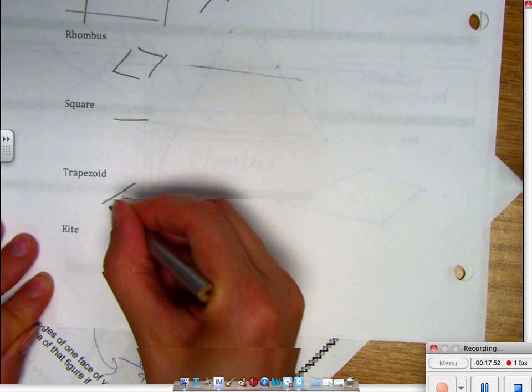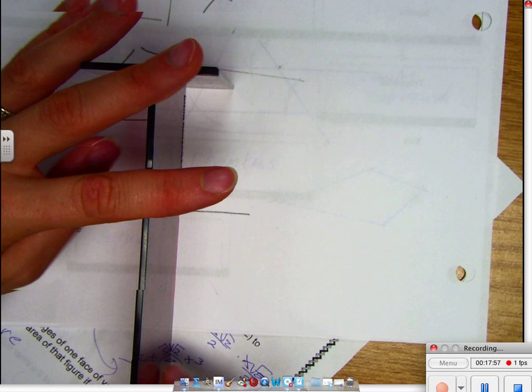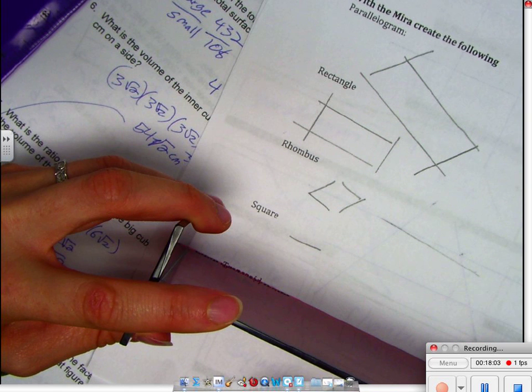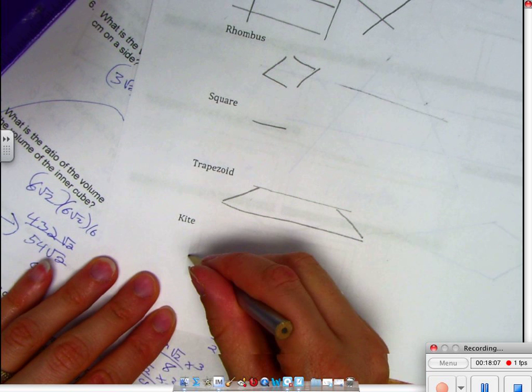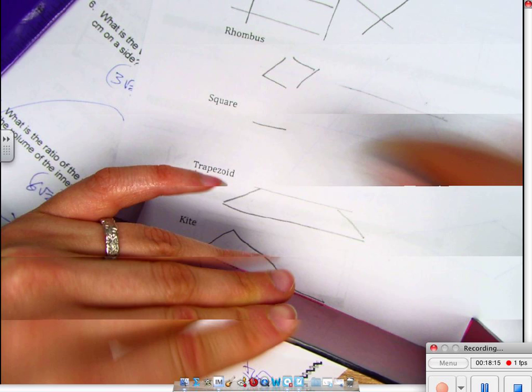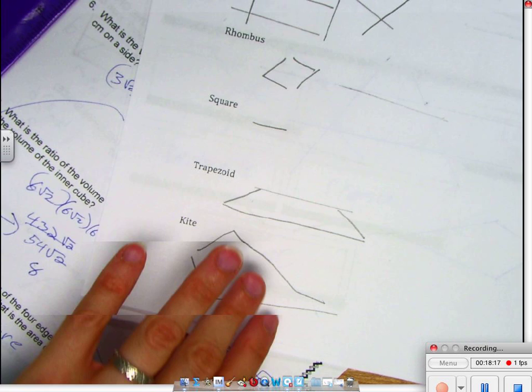For a trapezoid, you draw an angle and then you extend it to copy the angle. And then just make sure the top and bottom are parallel. And for a kite, again, you draw an angle. You just make sure it's wider than the one that you drew for the rhombus. Okay. All right. Let's flip it over.